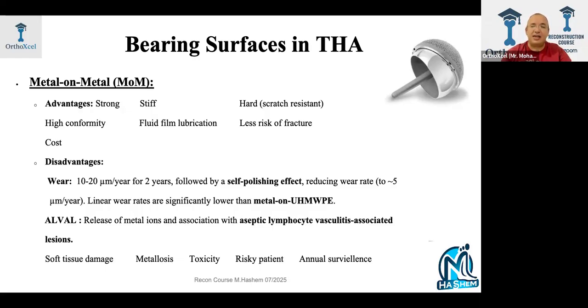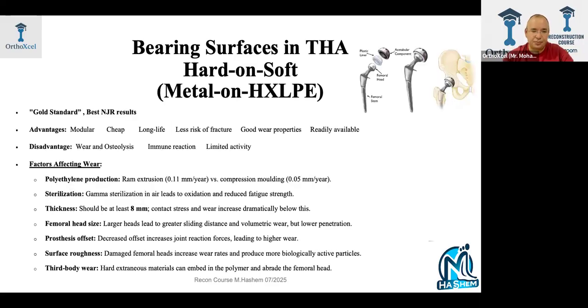It releases a lot of particles with a special character. They are small in size, large in volume, so they induce the lymphocytic reaction and the ALVAL lesion, which is aseptic lymphocytic vasculitis associated lesion, which destroys the soft tissue around the hip. Any one of you who has revised a metal on metal hip will never forget the picture of metallosis. It is dark, like a melena, a dark black surface. All the tissues are destroyed, and it is a picture you never like to see.